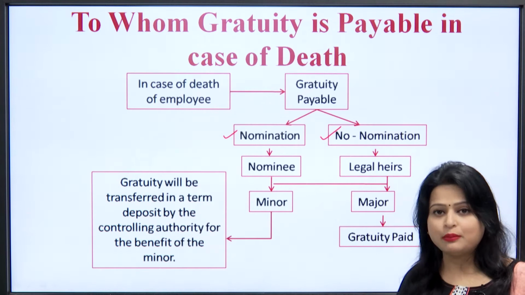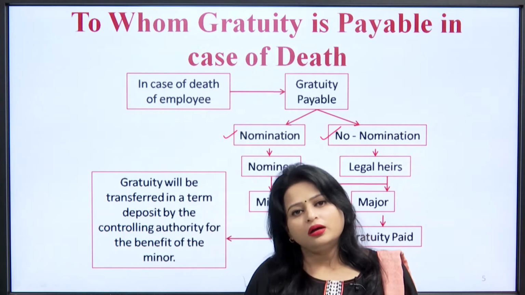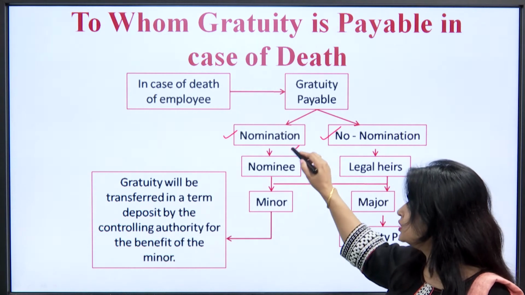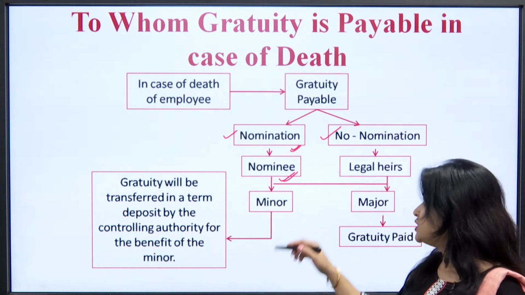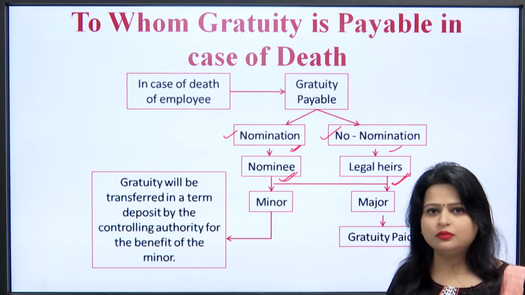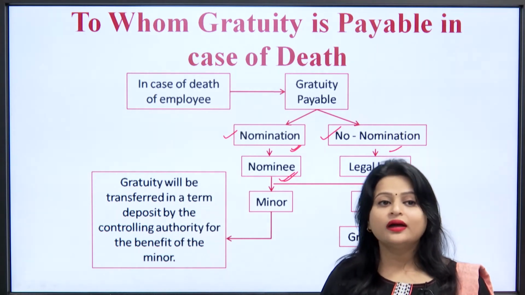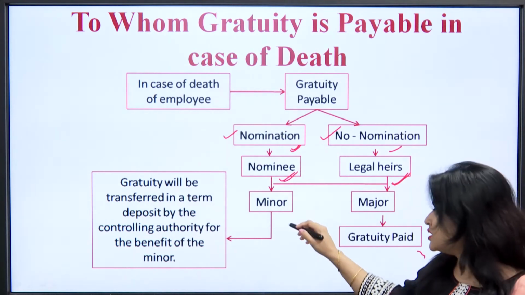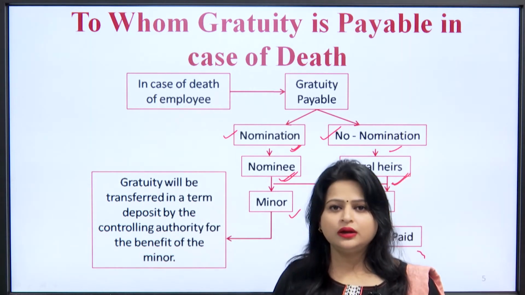In case something mishappens to me, this is the person who will receive my gratuity amount. Or the other case is that he may not nominate anyone. So, in case of nomination, the nominee will receive the amount of gratuity. Okay. In case of no nomination, any legal heir, whosoever will be the legal heir for that employee, that person will receive the amount of gratuity. Again, there is one more condition. The nominee or the legal heir is a minor or a major, that means above 18 or below 18.